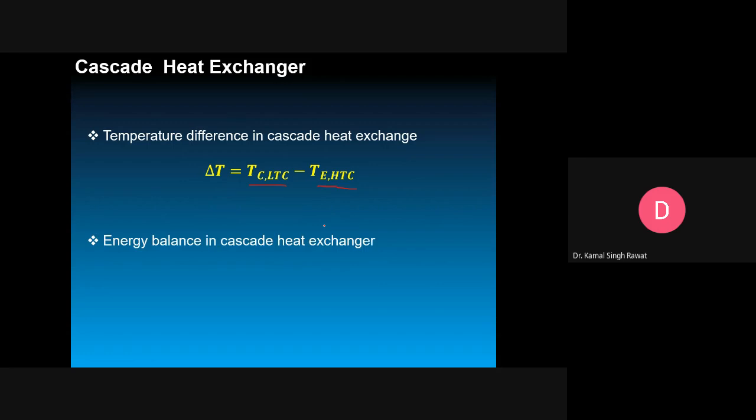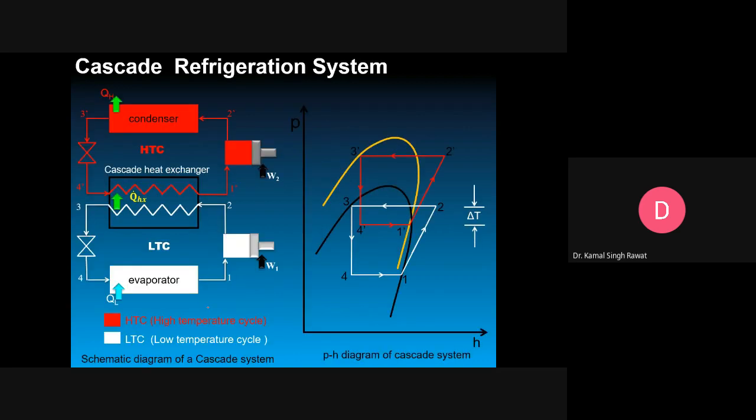So we can also write the energy balance. It means the heat rejected by the lower temperature circuit is Q dot HX, and it is absorbed by the high temperature circuit. So the heat rejected in the condensation process of the lower temperature circuit is absorbed by the high temperature circuit in its evaporation process. So you can see how much heat is rejected in the condensation process. It is H2 minus H3, and the mass flow rate is m dot L. So how much amount of heat is rejected in the cascade heat exchanger?